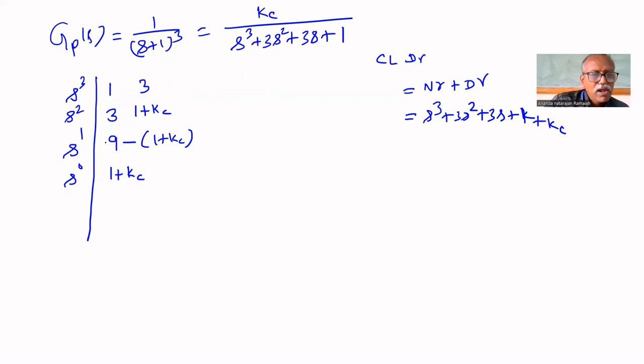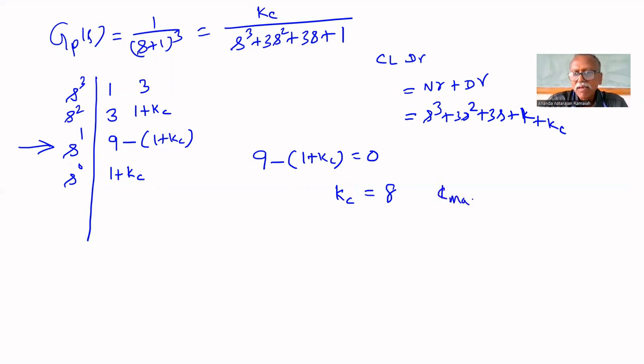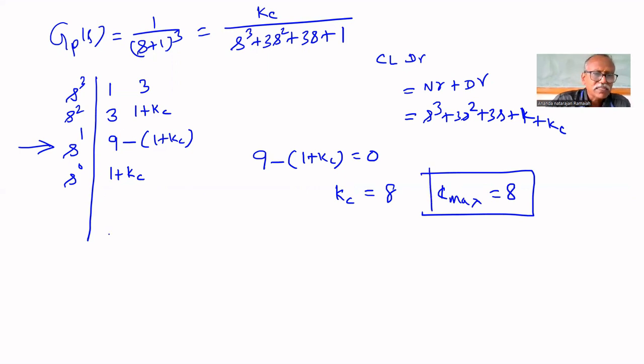Now, to find K max, we have to use the S power 1 row. Therefore, 9 minus (1 plus KC) equals 0. Therefore, KC equals 8, so K max equals 8. The ultimate gain is 8.